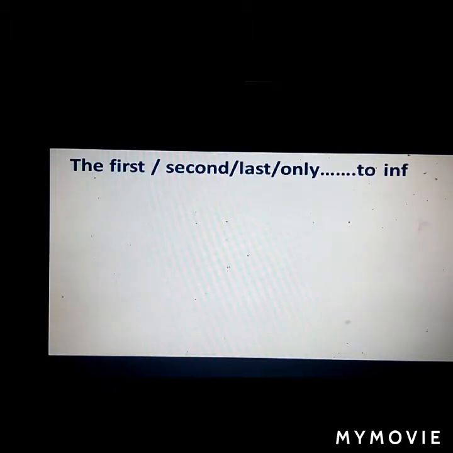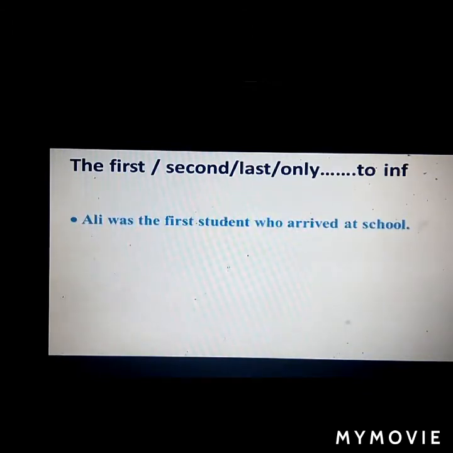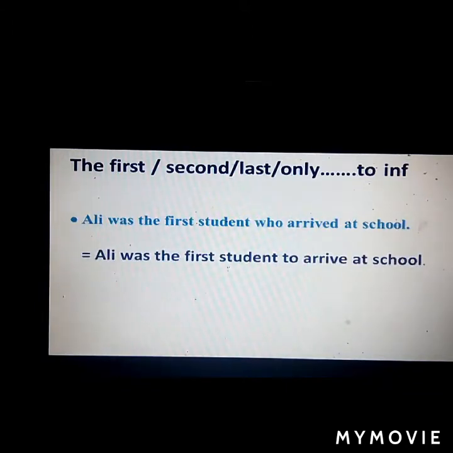The first, second, last, only plus to infinitive. With all these adverbial phrases we use to plus infinitive. Ali was the first student who arrived at school, the first student to arrive at school. This equals: Ali was the first student to arrive at school. So I can replace arrived with to arrive, because the first is present.